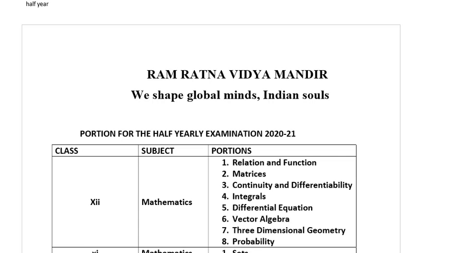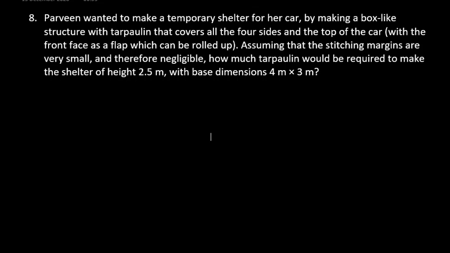Last or second last question. Okay. Praveen wants to make a temporary shelter for her car by making a box-like structure with the tarpaulin that covers all the four sides and the top of the car. Assuming that the stitching margins are very small and therefore negligible, how much tarpaulin would be required to make the shelter of height 2.5 and the base dimension 4 meter into 3 meter? So here I have length 4 meter, breadth 3 meter, height 2.5 meter.